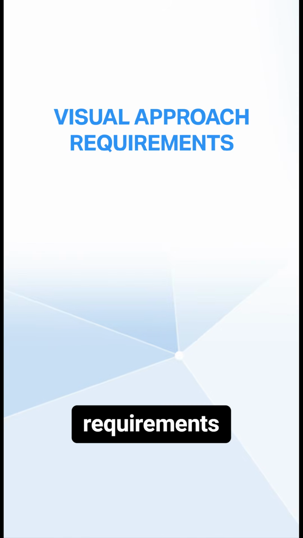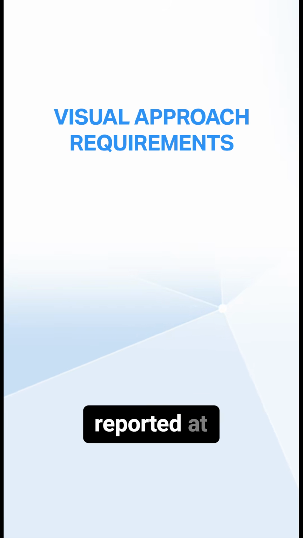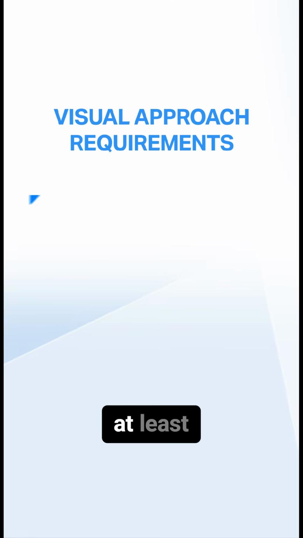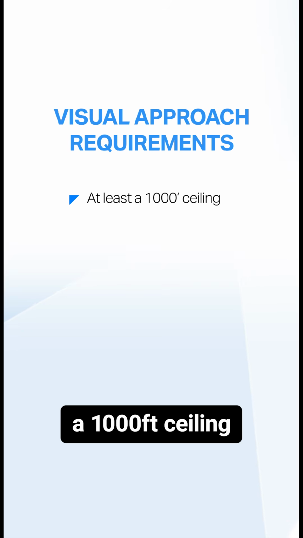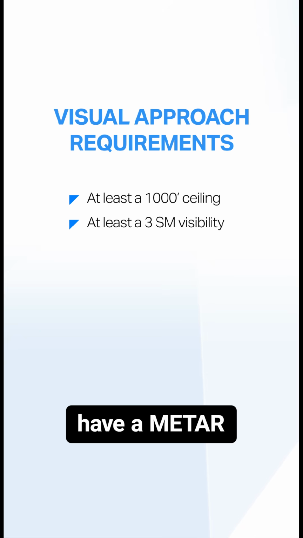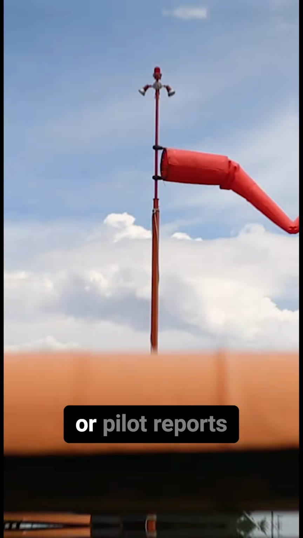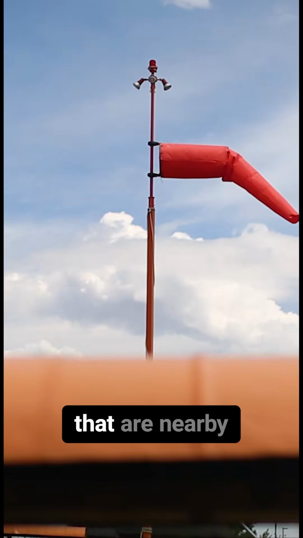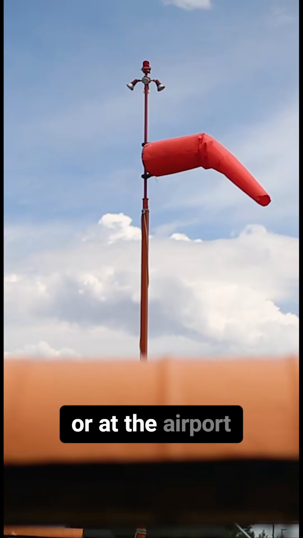The only basic requirements is that the weather reported at the airport needs to show at least a 1,000-foot ceiling and at least 3 statute miles of visibility. Now, if the airport doesn't have a METAR, then that controller can use either weather reports in the area or pilot reports from aircraft that are nearby or at the airport.